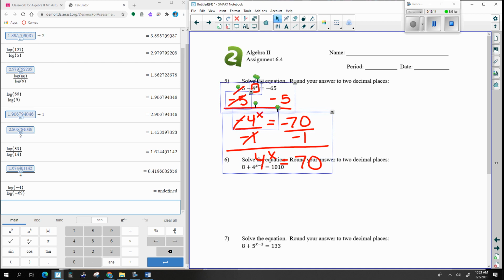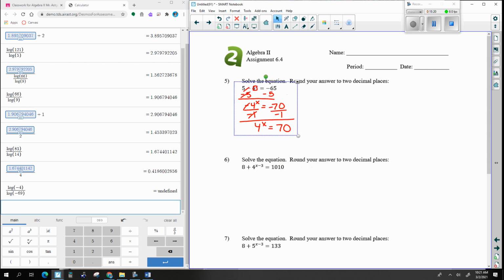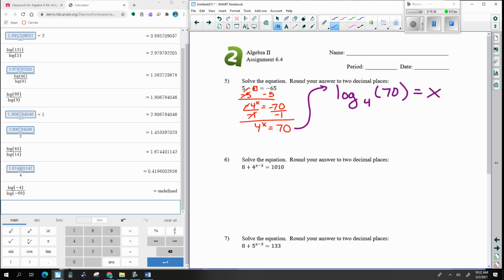Okay, now I can do a lot of different things with this problem. I want to get the 4x all by itself, not negative 4x, but the 4x itself. Logs don't like negative numbers very much. All right, so here we go. So this is going to be log base 4 of 70 is equal to x.